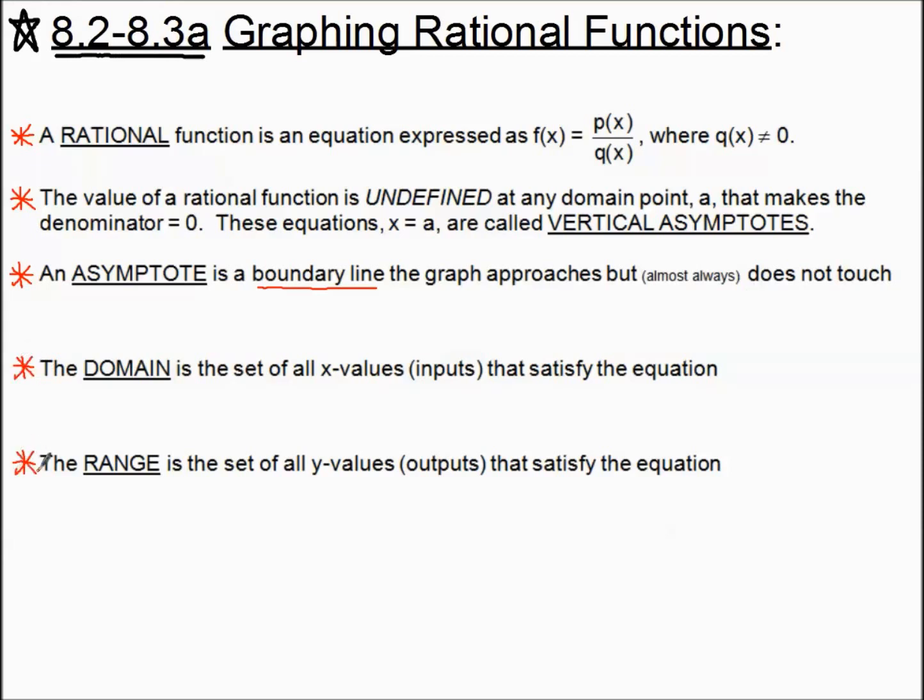The domain and the range is basically what we've talked about before. The domain is the set of all of the x values, or our inputs, that satisfy the equation, and the range is the set of all y values, or our outputs, that satisfy the equation.